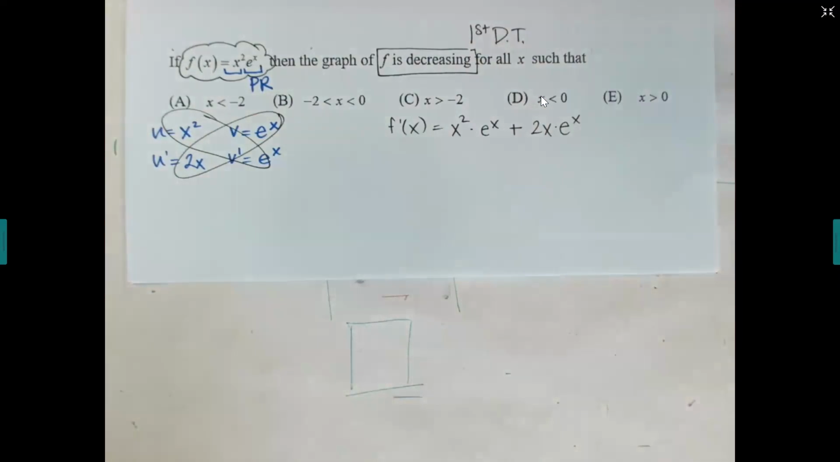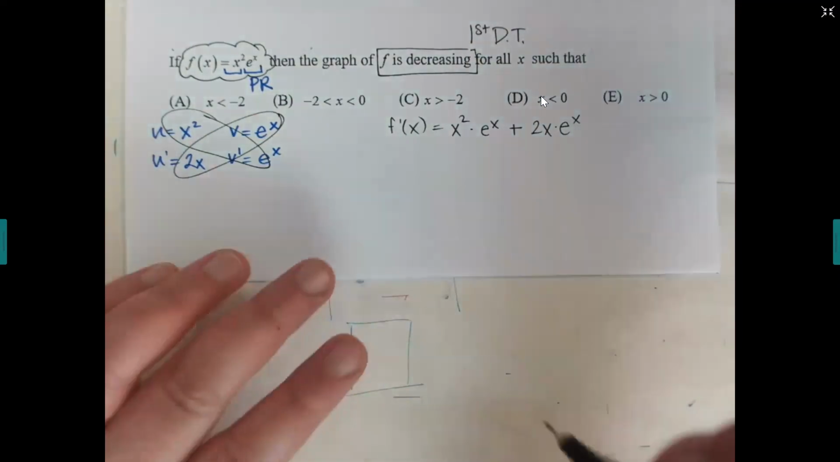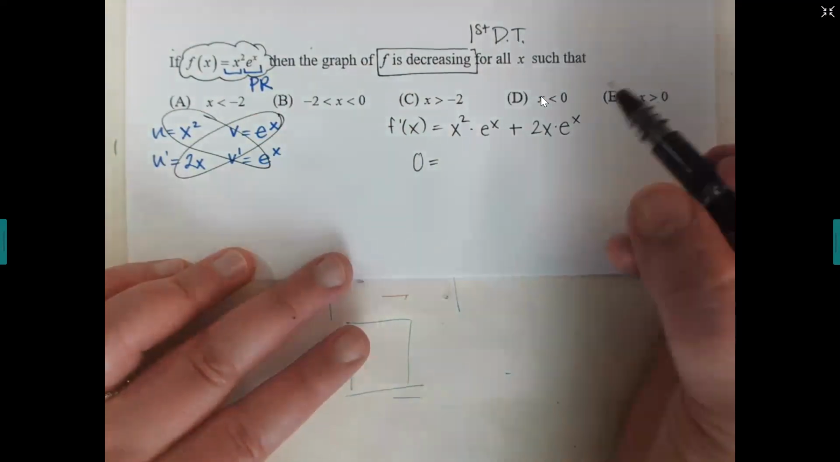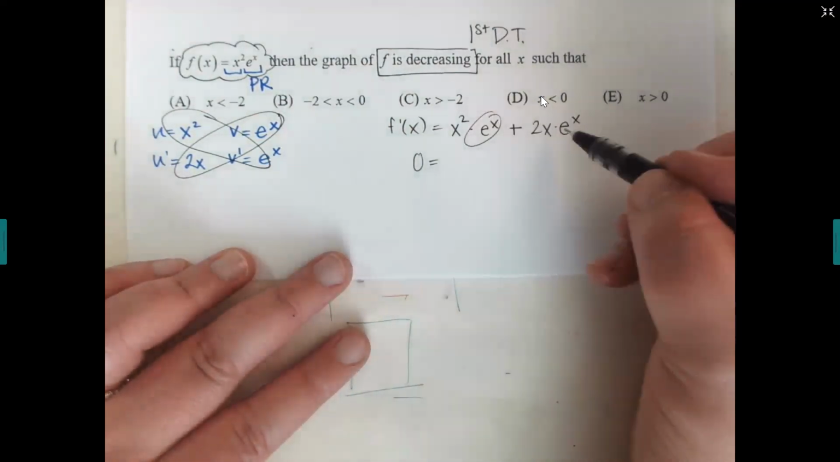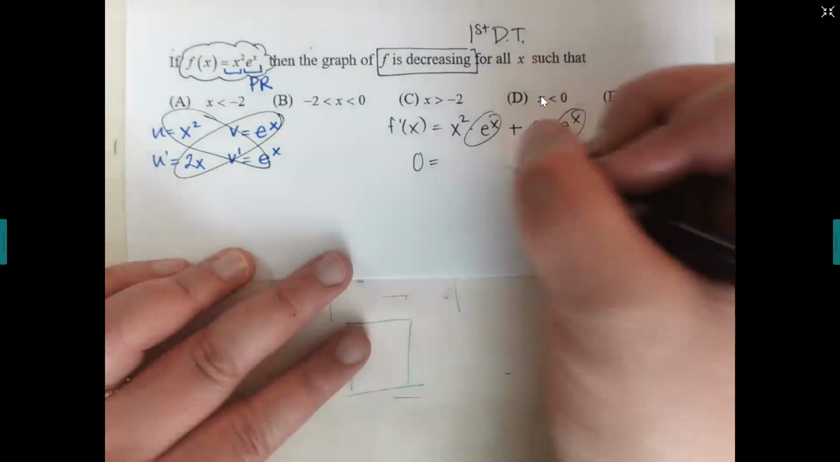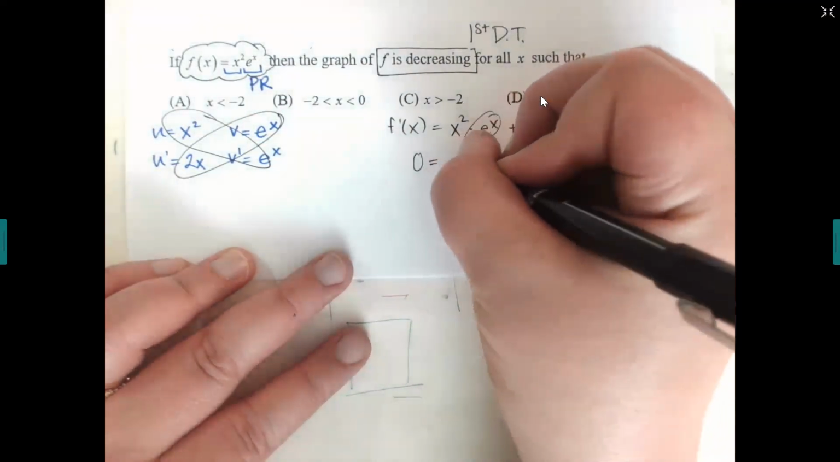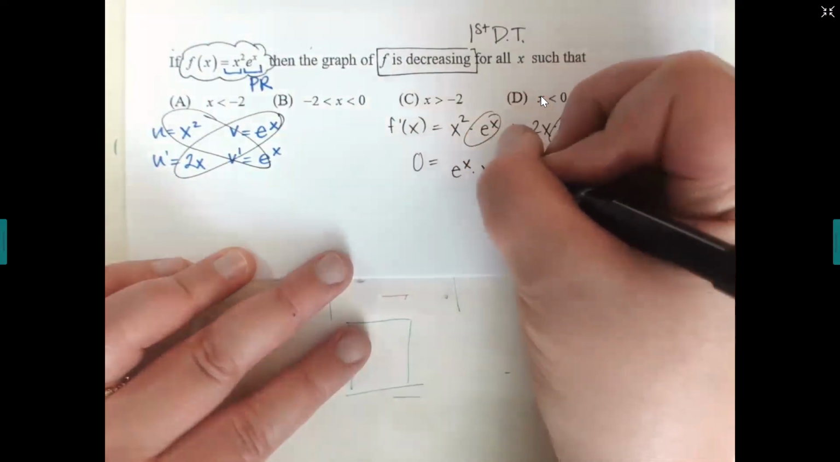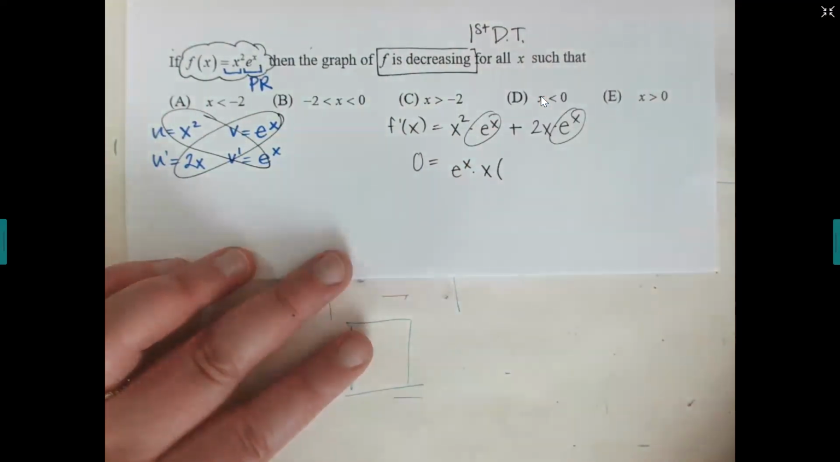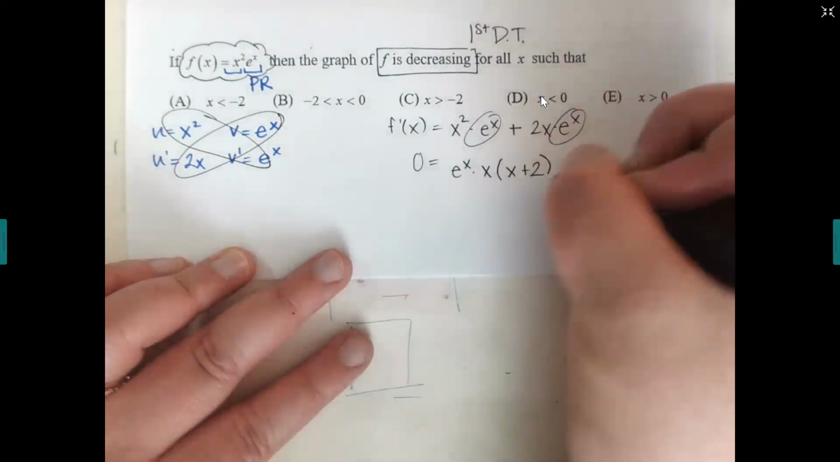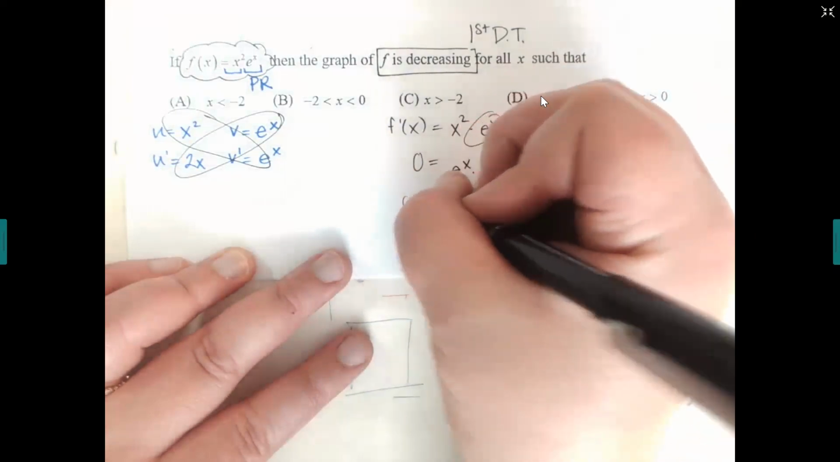Okay, and then from there, we're setting that equal to 0. Do we have a GCF? Yes, we can take out, they both have an e to the x, right? What do they also both have? An x. So I'm gonna take the e to the x out first, then the x, and then what's left over? X plus 2. Okay, let's find our critical numbers.